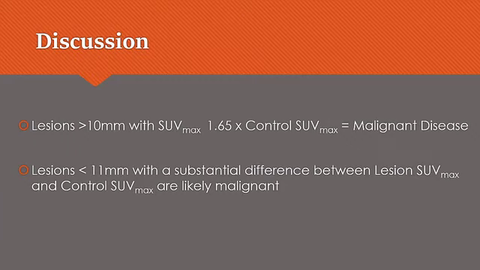18F FET PET MRI has demonstrated its utility for the assessment of primary or secondary brain malignancies in the post-treatment phase. From the data, we have been able to ascertain that lesions greater than 10 millimeters in size and with an SUV max of 1.65 times that of the control SUV max are indicative of disease residual or recurrence. Furthermore, lesions 10 millimeters or smaller should be considered highly suspicious for disease, where a substantial difference is seen between the SUV max and the control SUV max.